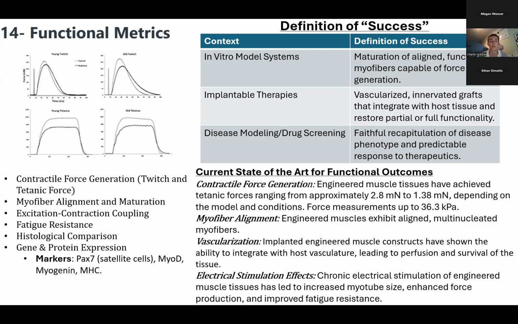Myofiber alignment, that's step one in this whole field. Engineered muscles exhibit aligned and mostly nucleated myofibers. Vascularization, as I mentioned earlier, they have to have the ability to integrate with host vasculature, leading to perfusion and survival of the tissue past just what they've gotten to, a week and a half so far. And of course, electrical stimulation, since our muscles obviously interact with our nervous system. You need chronic electrical stimulation of engineered muscle tissues to have increased myotubule size and enhanced force production, and some improvements in fatigue resistance as well.